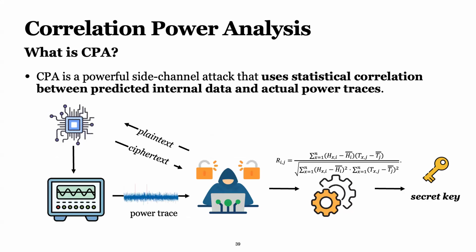We are sending plaintexts, or we can also just collect the ciphertext. It doesn't matter where you attack, we are collecting power traces. And then there's the well-known Pearson correlation formula, where we calculate using the leakage model and the power traces. This formula gives us the Pearson correlation, and the highest Pearson correlation means the correct secret key.